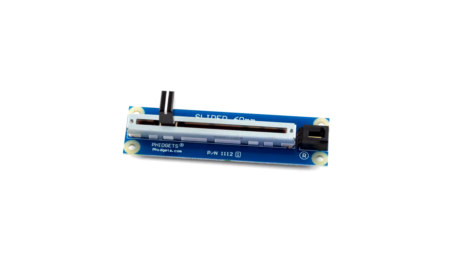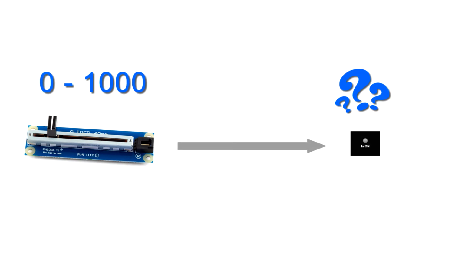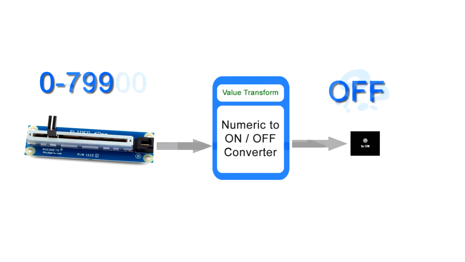The 60mm slider passes values of 0 to 1000, and the LED requires values of on and off. I'll use a value transform to convert the numeric values into on-off commands.